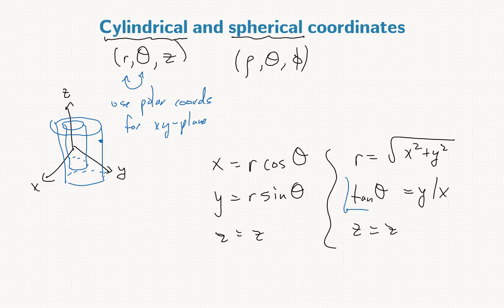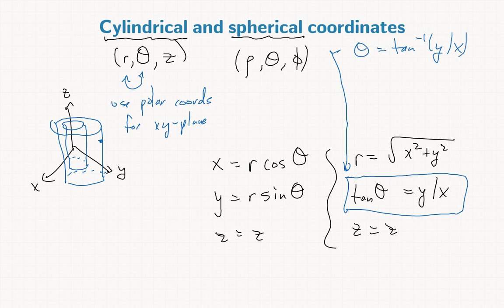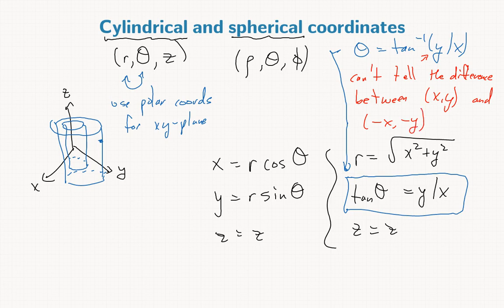One brief comment I'll make is, this you might want to rewrite as theta equals tan inverse y over x. But this actually won't work because this can't tell the difference between x comma y and negative x comma negative y, since negative y over negative x is equal to y over x. So this relation is mathematically useful for working with these, but if you want to recover theta, you can't actually do it just from y over x.